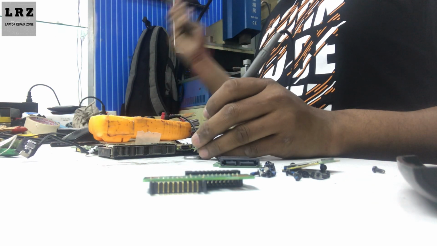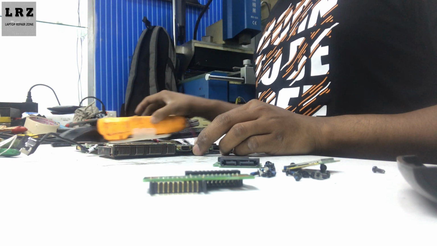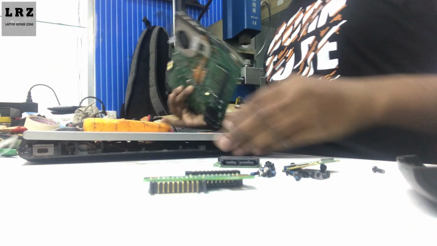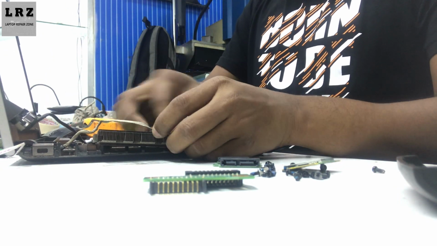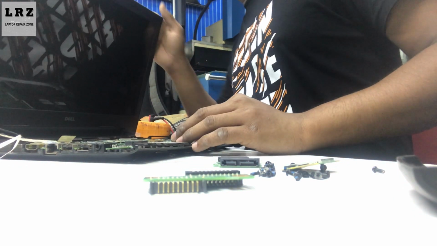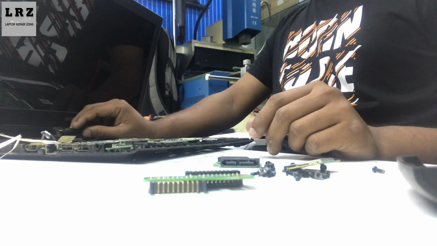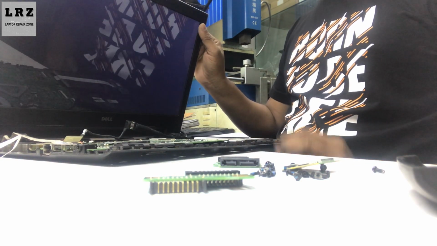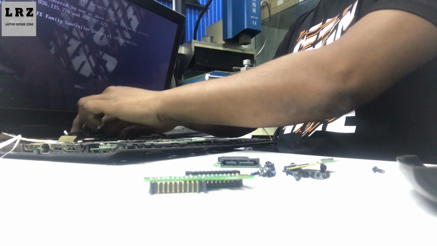So now I will check display. Okay, plugged in. Okay, standing on. Okay, display also okay. So I successfully fixed this problem.